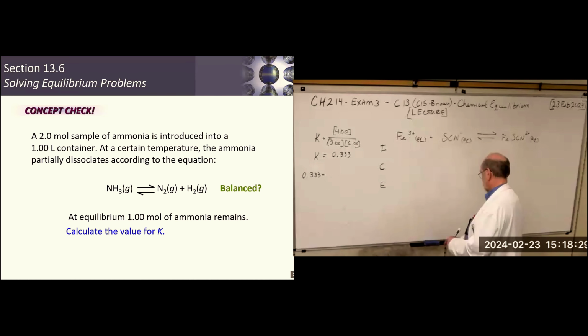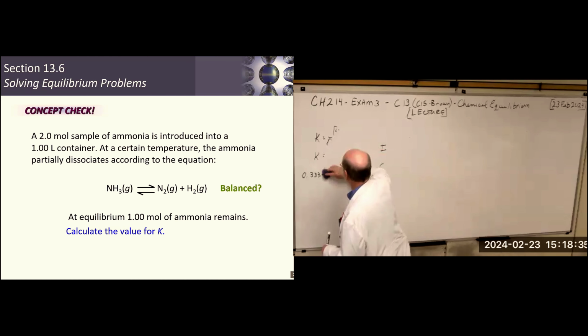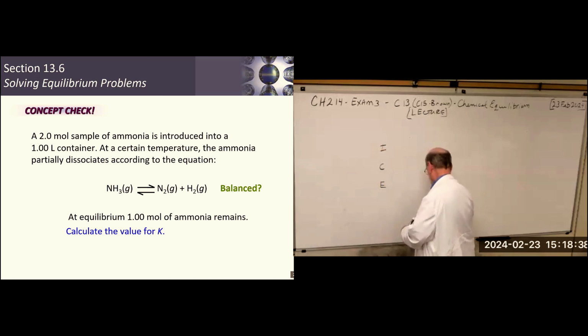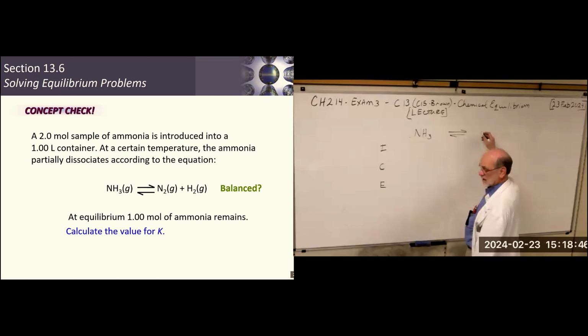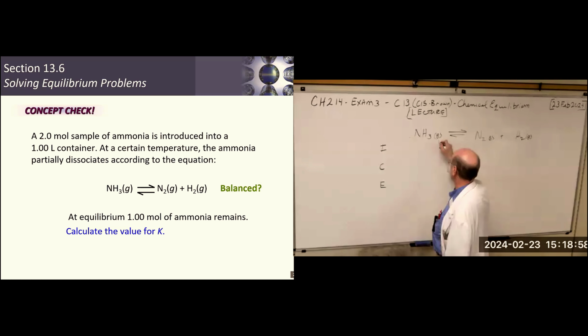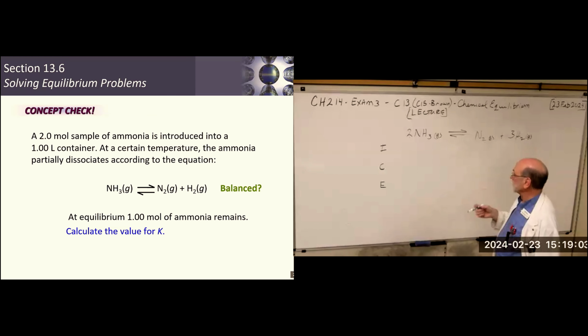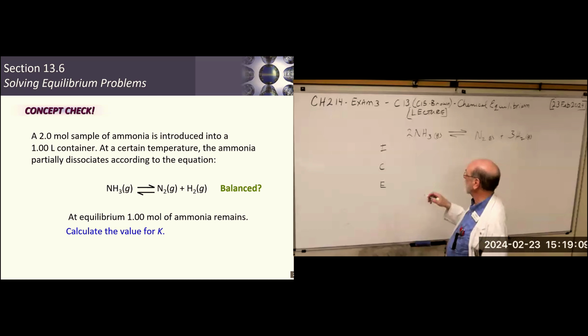Okay. Let's substitute those in there. So we've got ammonia. And I like to spread it out to make room for the balancing process and the calculations. All right, this is going to be 2 here and 3 here. Okay, the initial concentration: a 2 mole sample of ammonia is introduced into a 1 liter container. That means it's 2 molar.